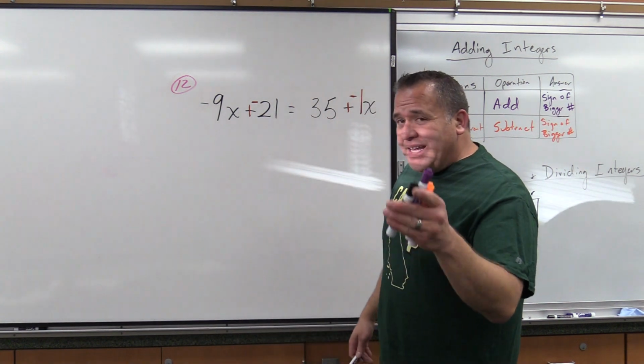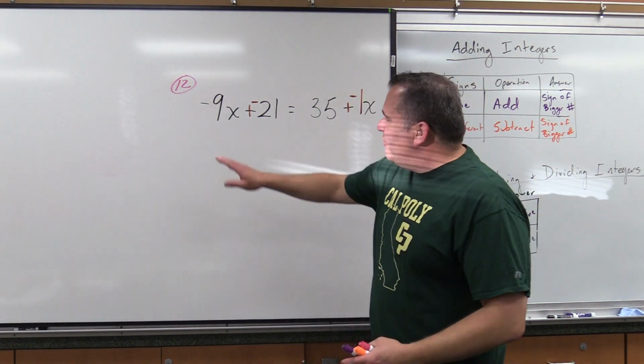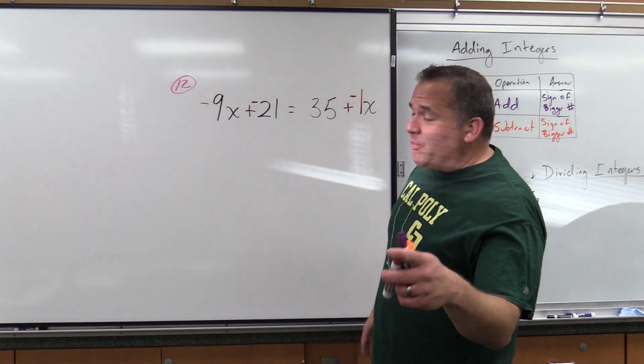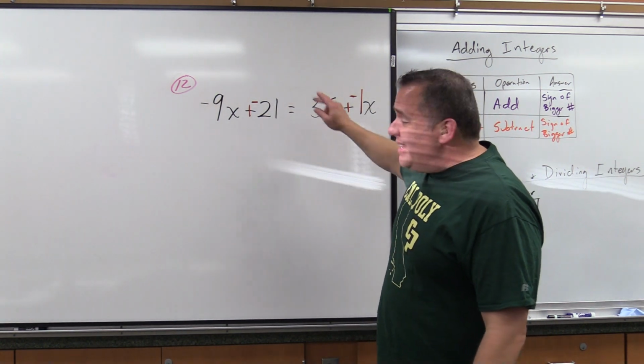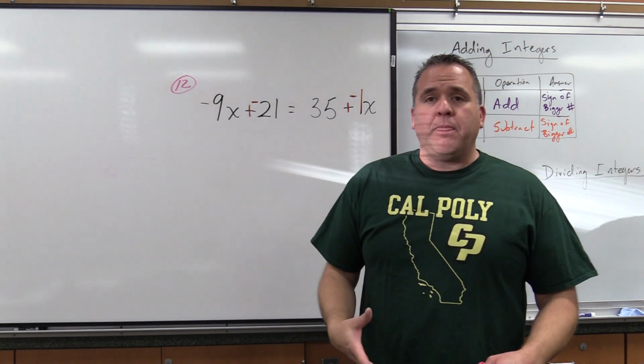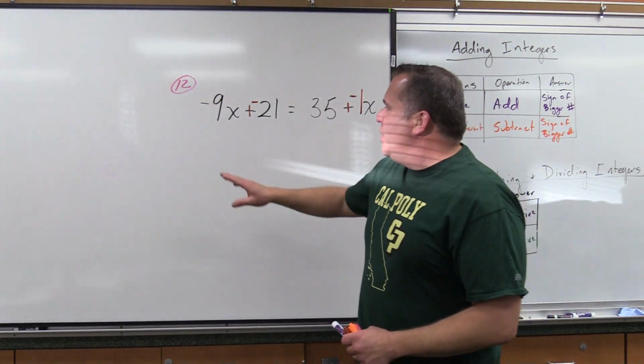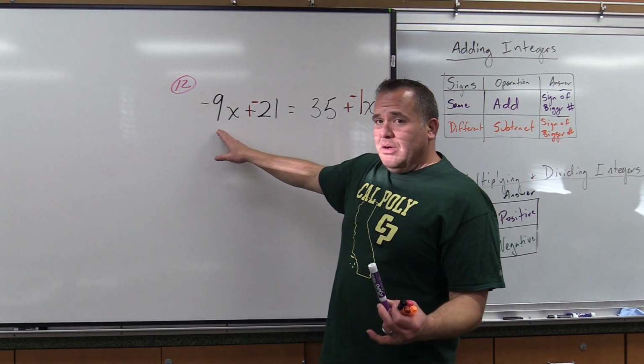Remember what I said. Get rid of the smaller one. Now what's smaller? Negative 9 or negative 1? Some of y'all probably thought negative 1, but it's not. Negative 9 is smaller. Okay? And because negative 9 is smaller, let's get rid of that one. What is the opposite of negative 9?